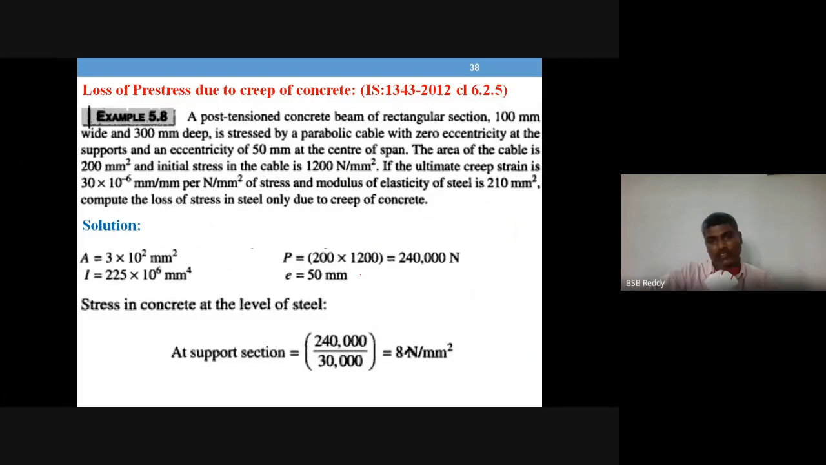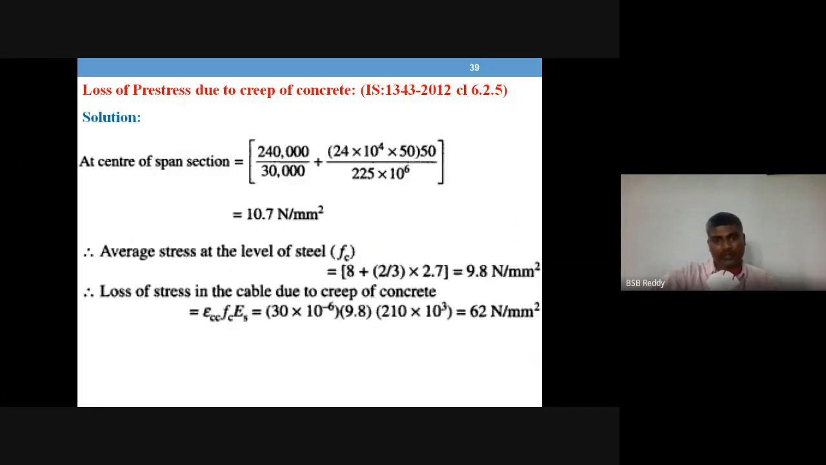Even the loss of stress at a particular point of time can also be found. The creep strain shall be taken from the IS code. If sufficient data is not available from the experiment, you can also use the tabular values given in the IS code.